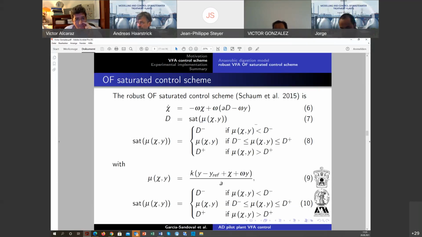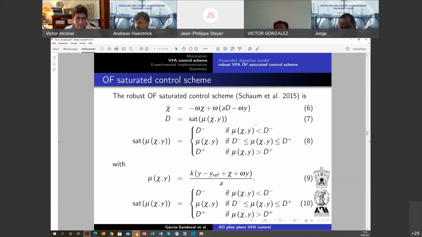With this in mind, I will skip the mathematical manipulation of this controller, and just say that the control action is or can be reduced to use the minimum dilution rate, the maximum, and of course, the one calculated from the dynamics of the model. Okay.